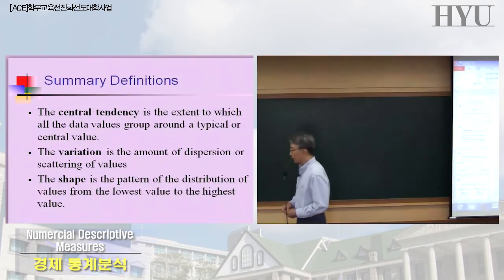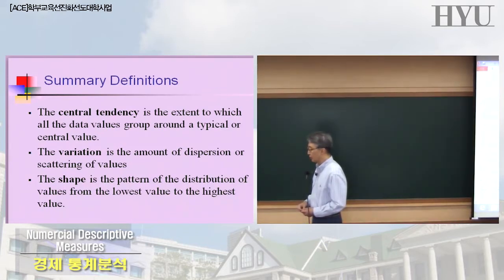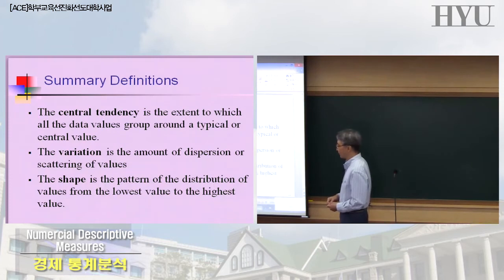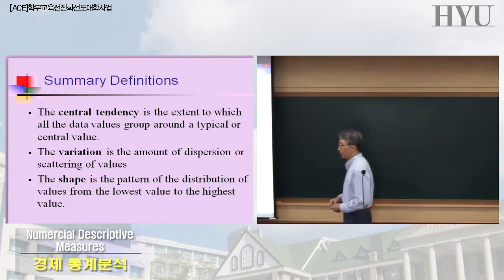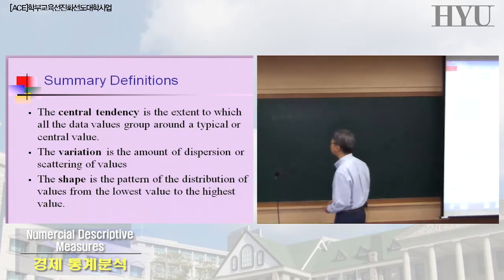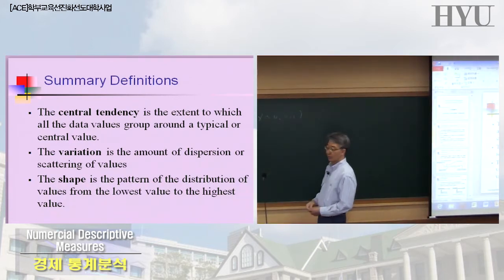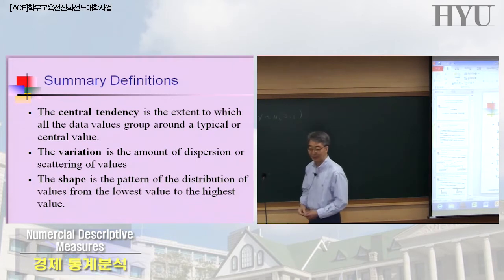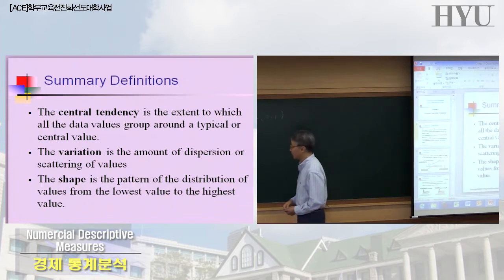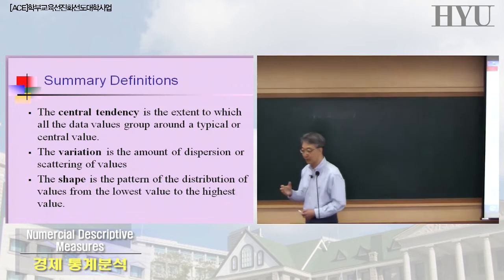Typically, we present the data characteristics in three different types of information. First one is central tendency, and the second one is variation, and lastly, shape of distribution. So many times you would see something like this. Does anybody have any idea what this is about? Have you ever seen this before? This is a very succinct way to present the data.